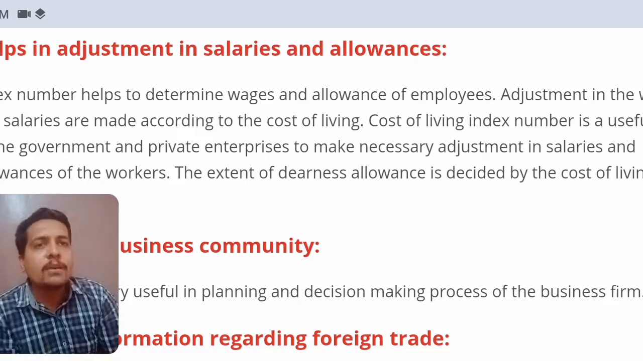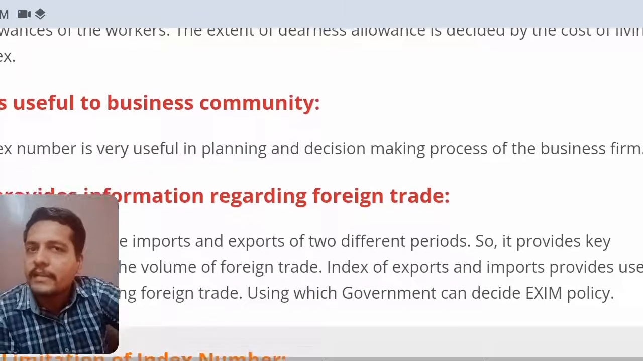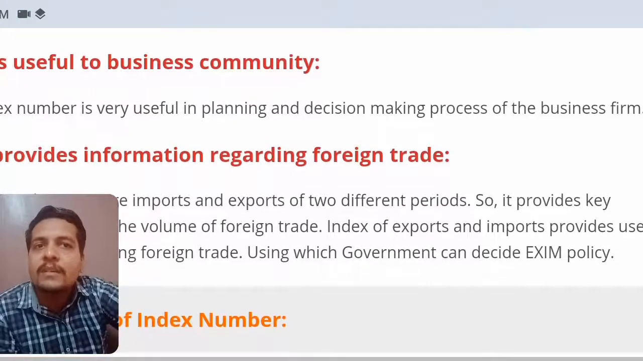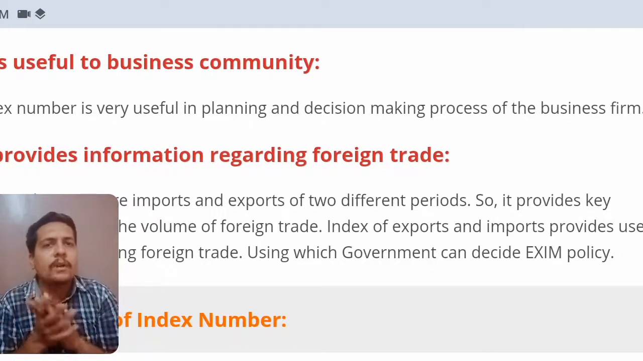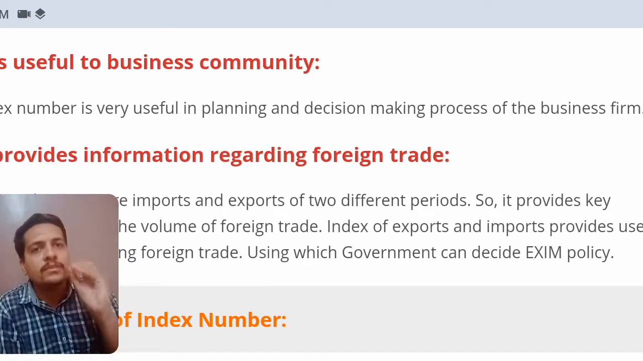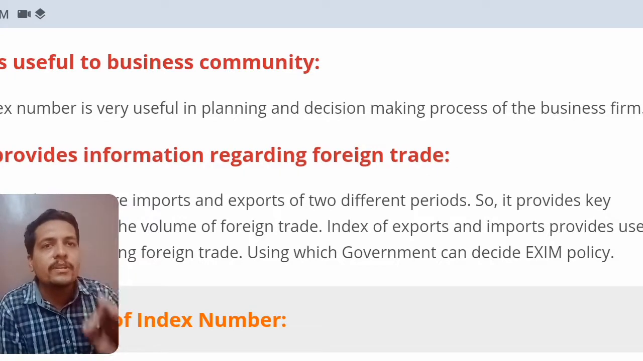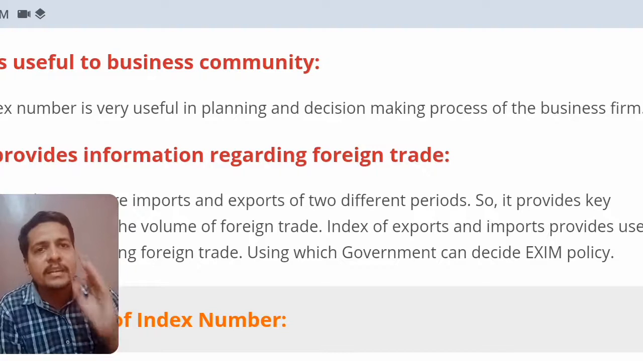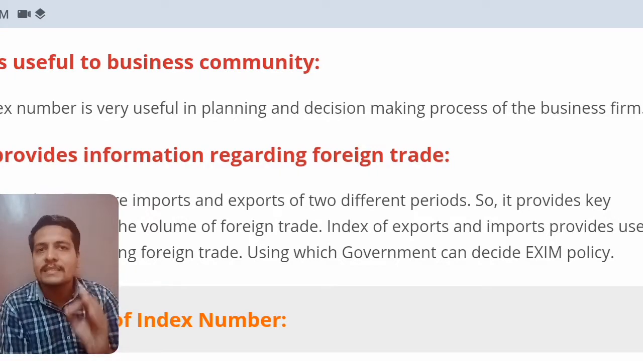The extent of dearness allowance is decided by cost of living index. So mainly index numbers are useful to determine the wages or salaries or allowances of employees. It is useful to the business community. This is very much important. Index number is very useful in the planning and decision making process of a business firm.